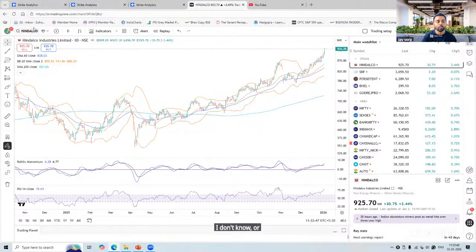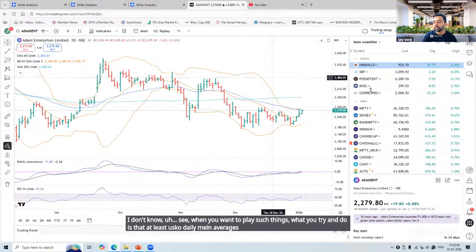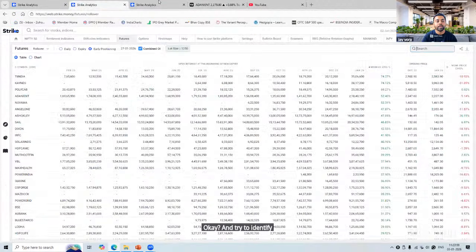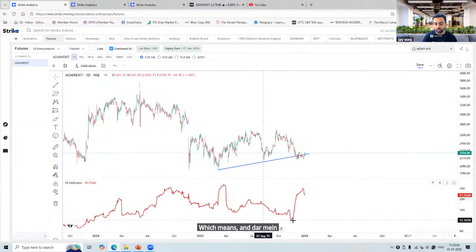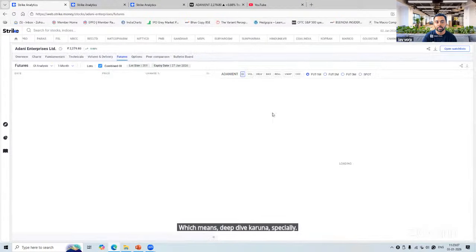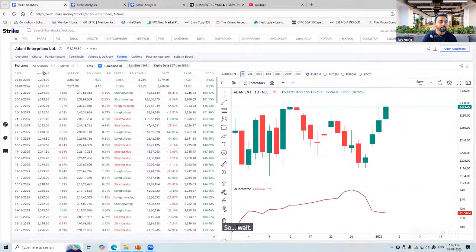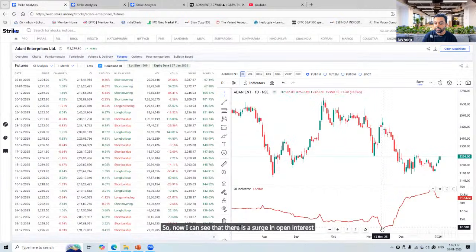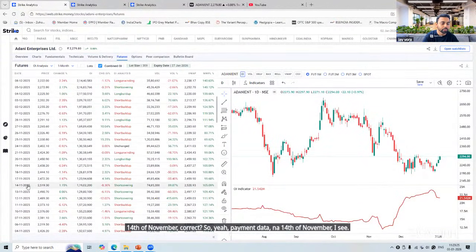When you want to play such things, at least let it run above the averages on the daily chart. And try to identify where people are more short. If I deep dive into the data, especially the last few months, I can see that there is a surge in open interest from 17th of November, 14th of November, correct? So I'll go into the data for 14th of November. So this is from here.